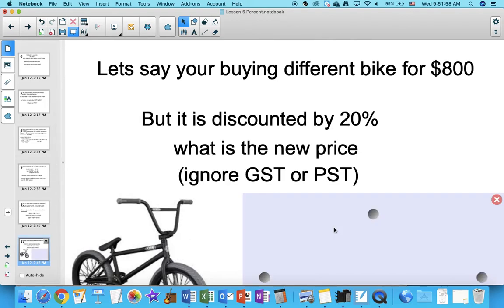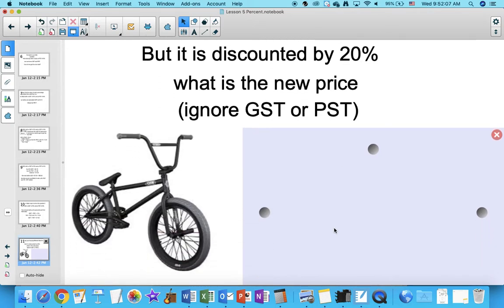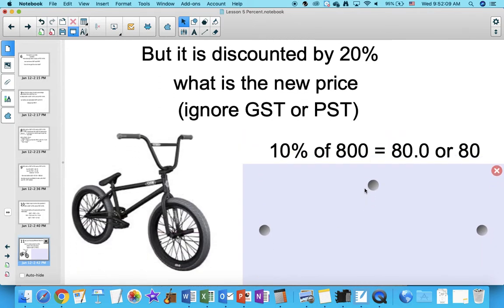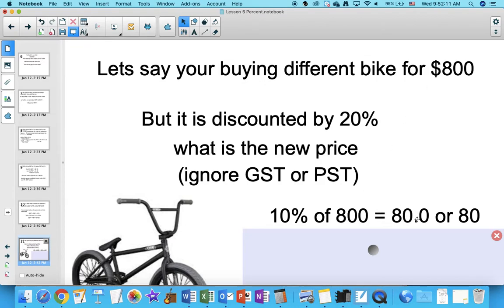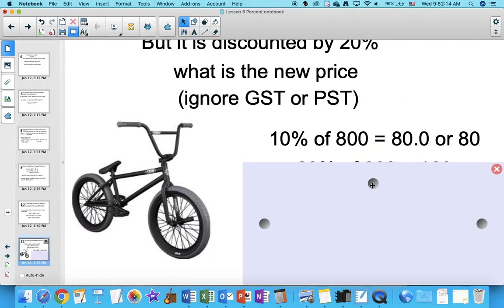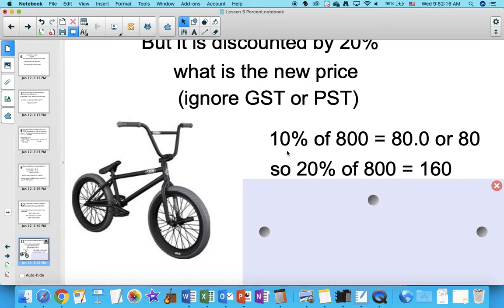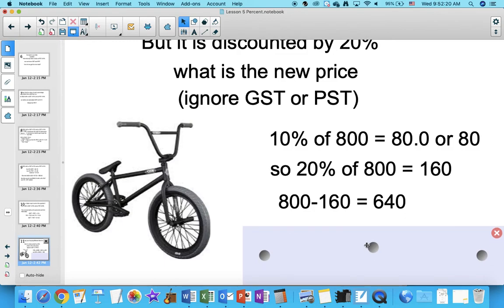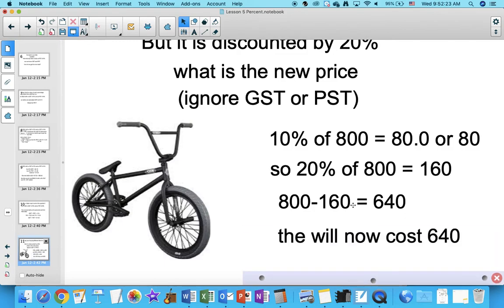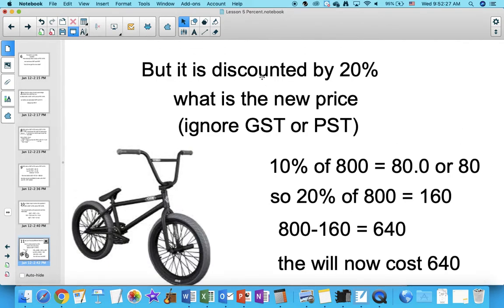So let's say we're buying a different bike for $800, but it's also discounted by 20%. What is the new price? Ignore GST and PST. Well, you know 10% of 800 is $80 because we just moved the decimal over. Then 20% is double that, so you just double this, which gives you $160. The new price of the bike should cost $640 because we take that price off because it's discounted by 20%.